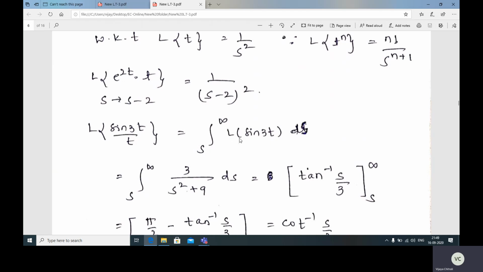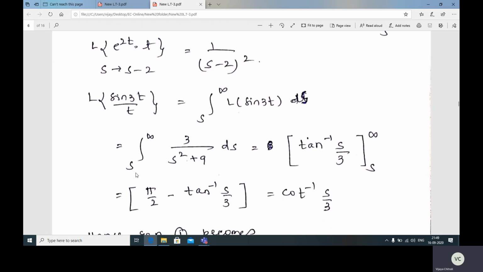Next, the Laplace transform of sin 3t divided by t is the integration from s to infinity of the Laplace transform of sin 3t ds, where we can take the Laplace transform of sin 3t as f bar. So this is equal to the integration from s to infinity of 3 divided by s² + 9, since the Laplace transform of sin 3t is 3 divided by s² + 9. Integrate this with respect to s. So this is nothing but tan inverse of s by 3.